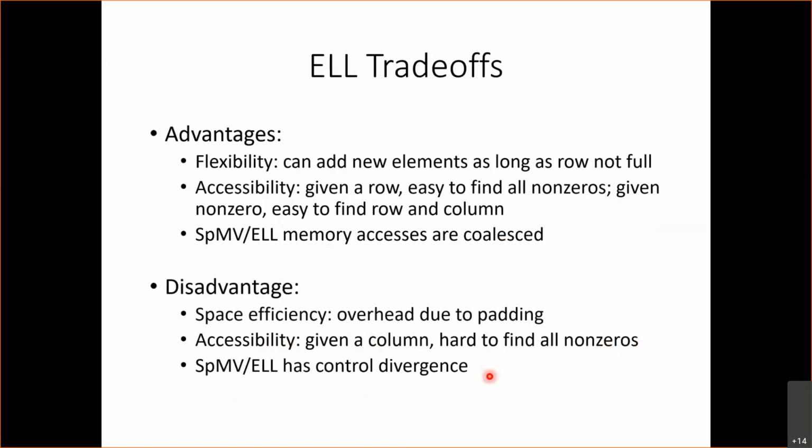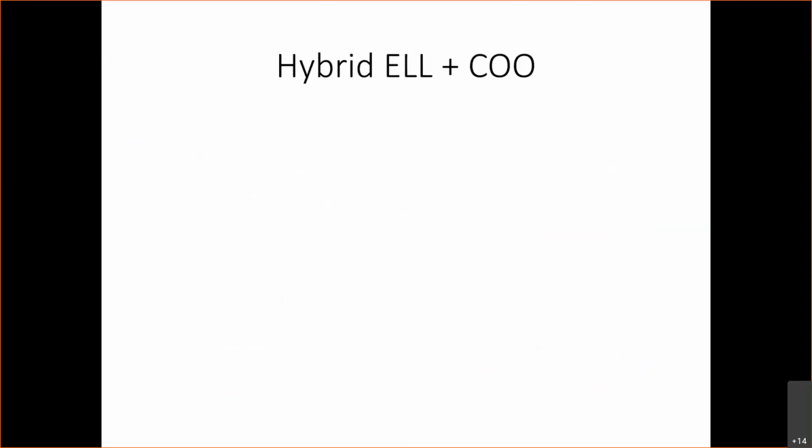Now, one of you said that one of the problems with ELL is we could get into the situation where we have one row that has a very large number of non-zeros, and what that row will do is it will hold all the other rows hostage because we're going to have a lot of padding just to accommodate that row. So let me show you an example of that. Actually, the slide title kind of gives away what we're going to do. We're going to do a hybrid ELL and COO.